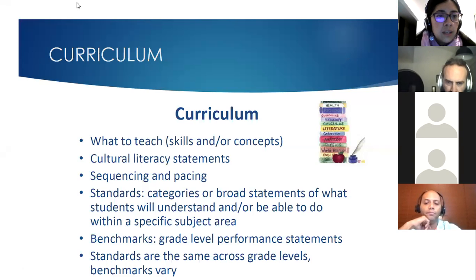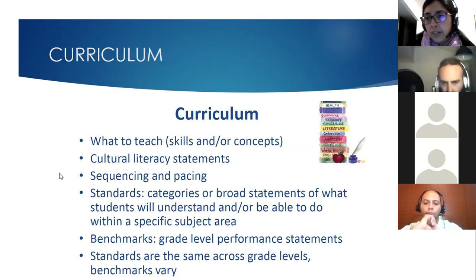Juan David says it is not just a list of topics, it is also related to time, concepts, skills, methodology, resources, sequences, students, etc. Yeah, you're right. Curriculum is a broad concept that involves many things in the teaching and learning process. So we have the definition of standards and benchmarks. Standards are the categories or broad statements of what students will understand and or be able to do within a specific subject area. Benchmarks are grade level performance statements. So standards are the same across grade levels and benchmarks can vary, right?